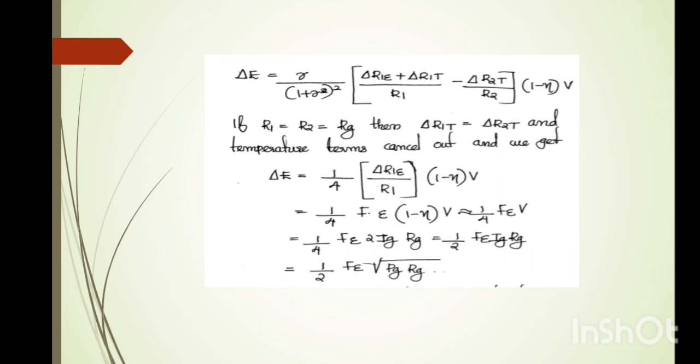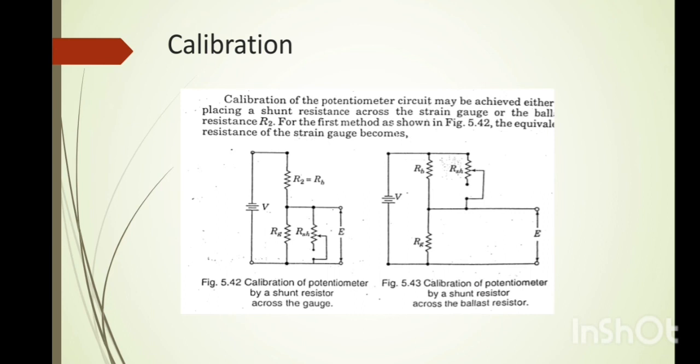Calibration. Calibration of a potentiometer circuit may be achieved either by placing a shunt resistance across the strain gauge or across the ballast resistance R2. For the first method, shown in figure 5.42, the equivalent resistance of the strain gauge becomes... Here there are two methods. In the first method, we place a shunt resistance across the strain gauge. In the second method, the shunt resistance is placed across Rb, that is the ballast resistance.